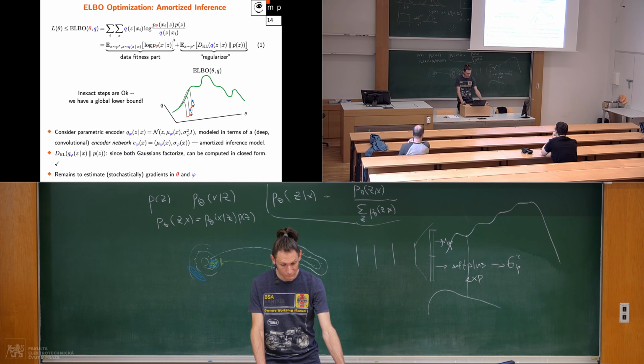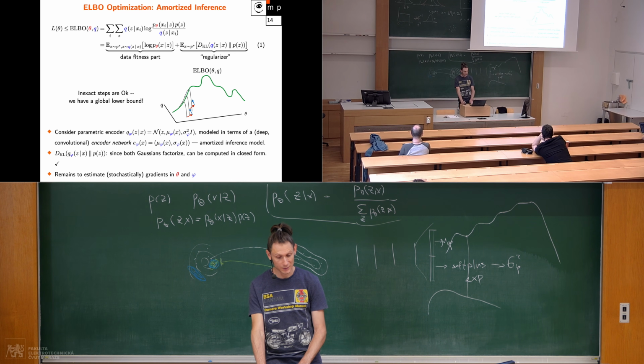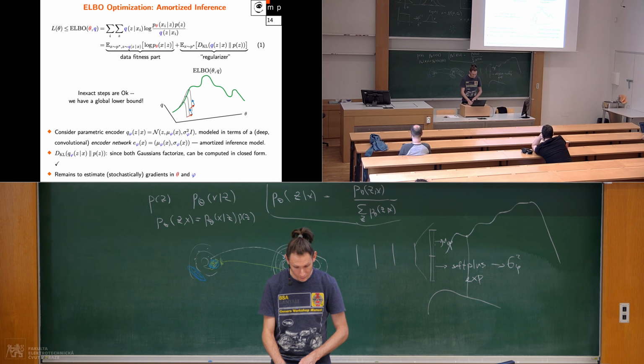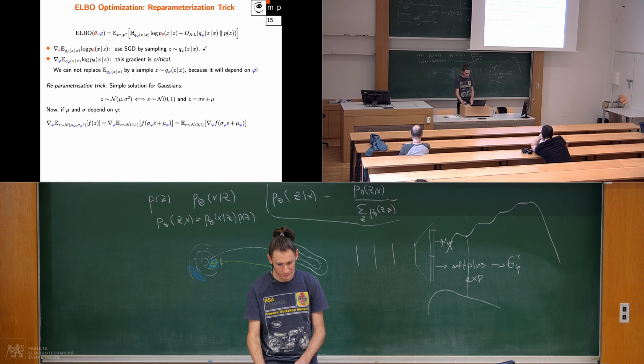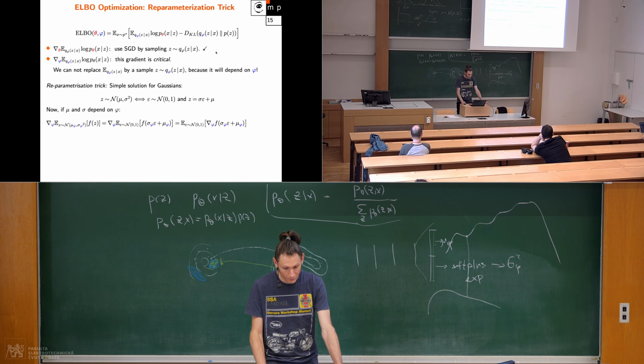Then really what remains to see is how we compute gradients of these data fitness terms. But we need gradients in both the decoder, in theta, and in the distribution Q. So let's put it on a new slide. We have this evidence lower bound. And the gradient of this data evidence part in theta is fine.